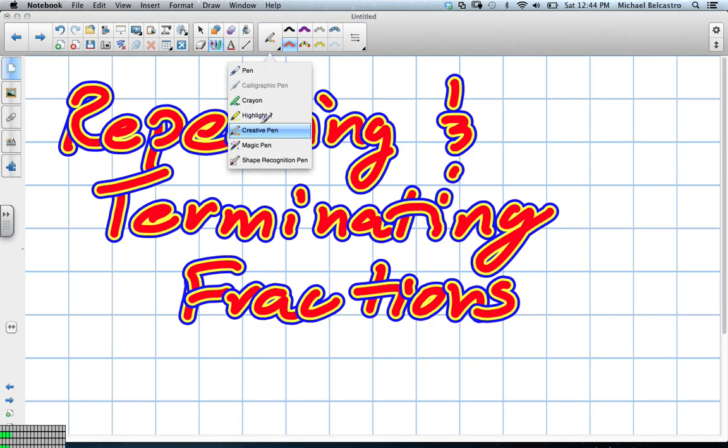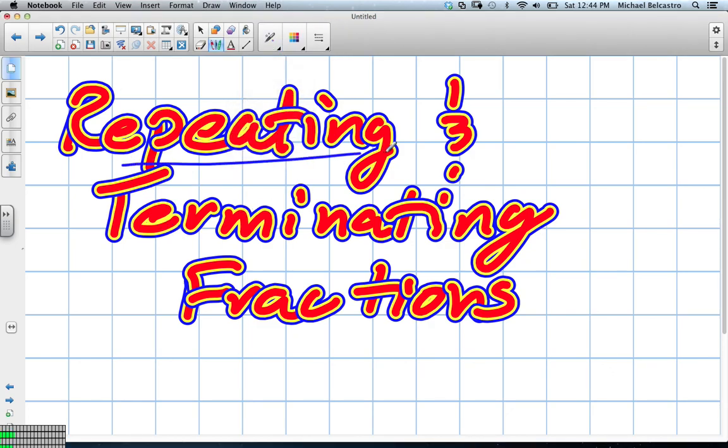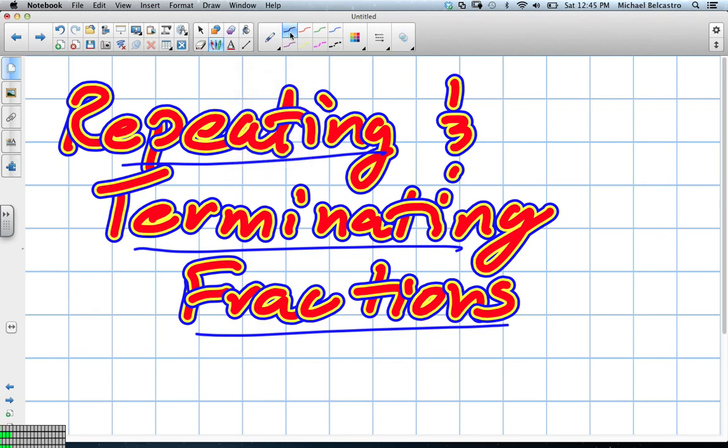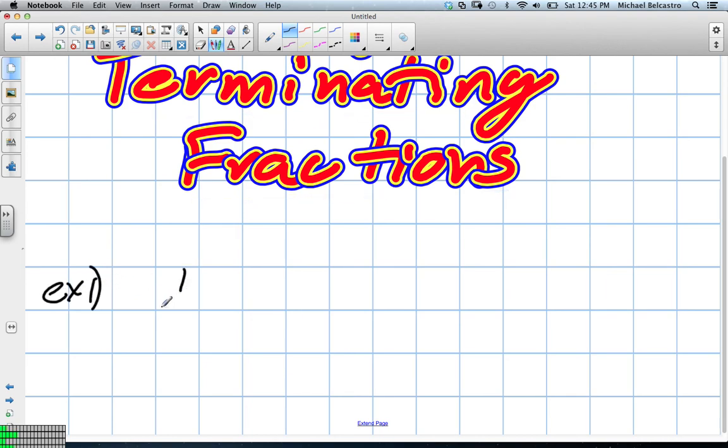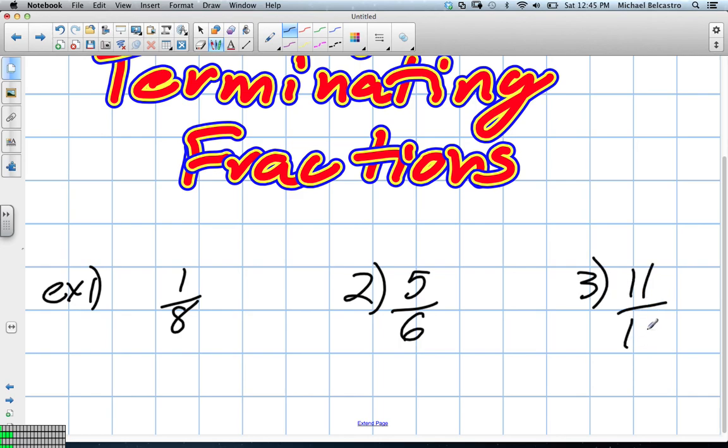Okay, so we're going to go over repeating and terminating fractions. In this question, they've actually given us a couple. Number 1 was 1 over 8, number 2 was 5 over 6, and number 3 was 11 over 14. We'll go over a couple more in terms of this.